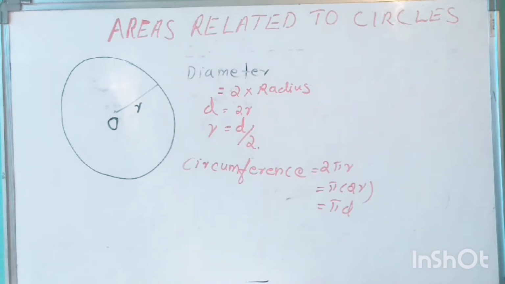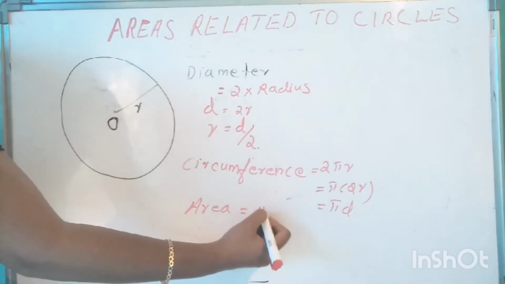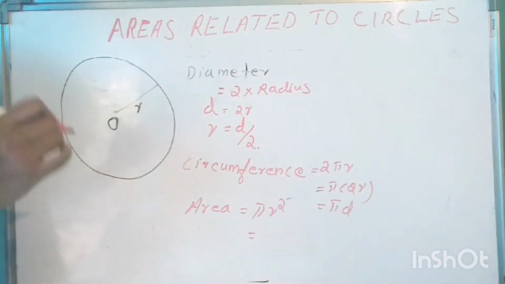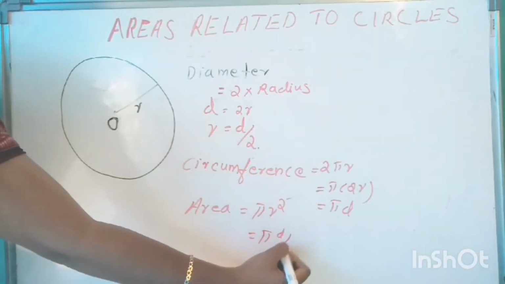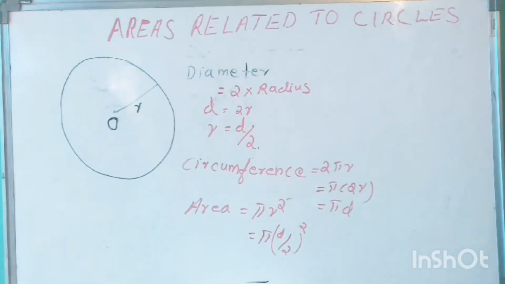Now, area of a circle. Area of a circle of radius r is equal to pi r square. And we can express it in terms of diameter, like pi into, what is our r? d by 2, all square. If you want to express this area in terms of diameter, that is pi into d by 2 all square.